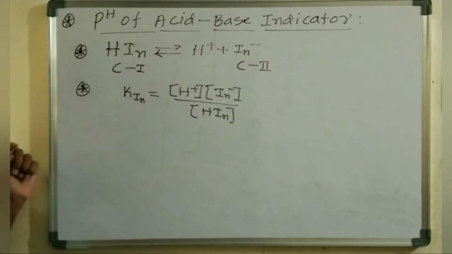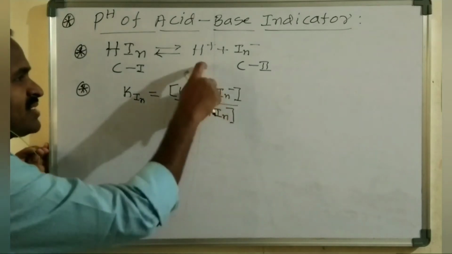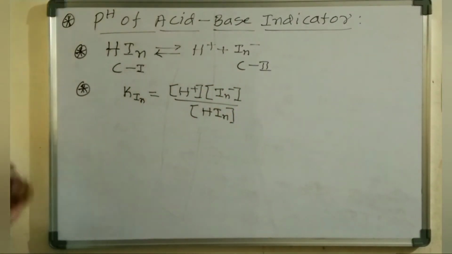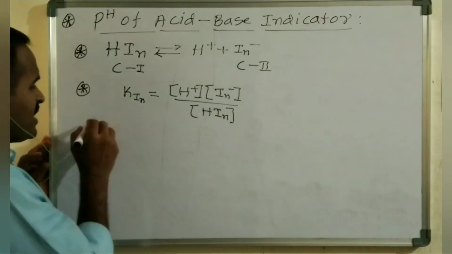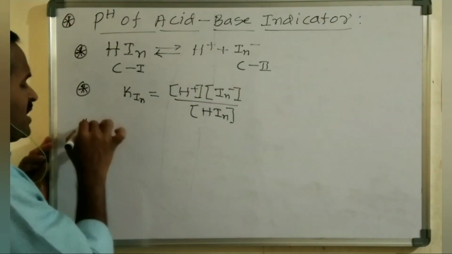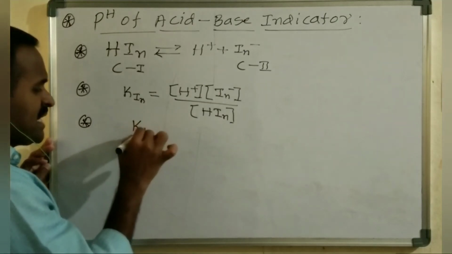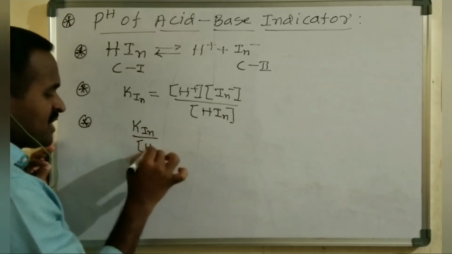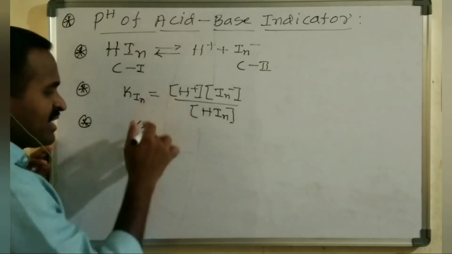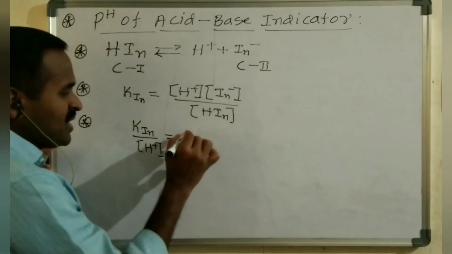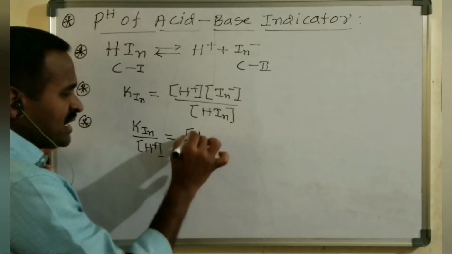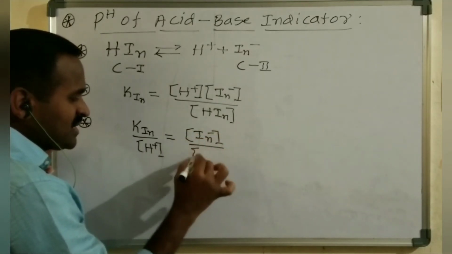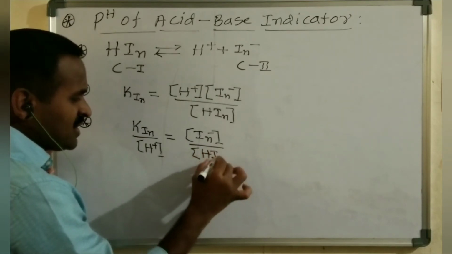So this is simply the dissociation constant of an indicator, KIN. KIN equals the H+ ion concentration times the IN- ion concentration divided by the HIN concentration. Rearranging, KIN divided by the H+ ion concentration gives the IN- ion concentration divided by the HIN concentration.